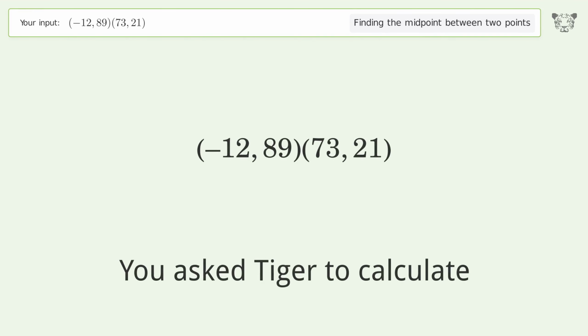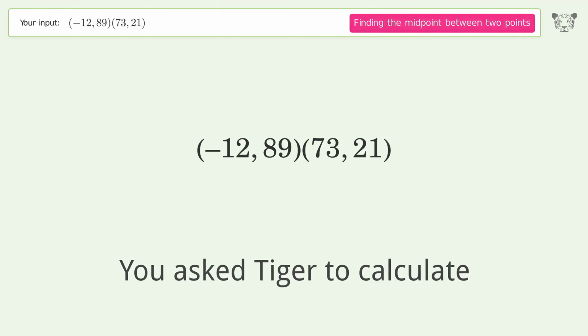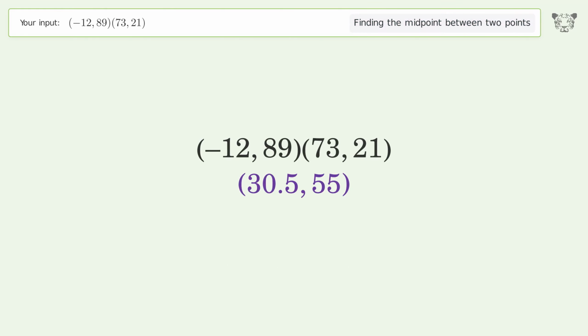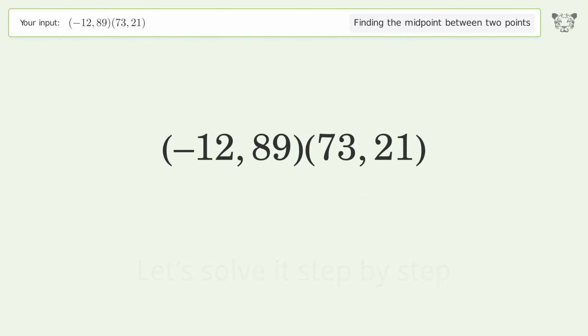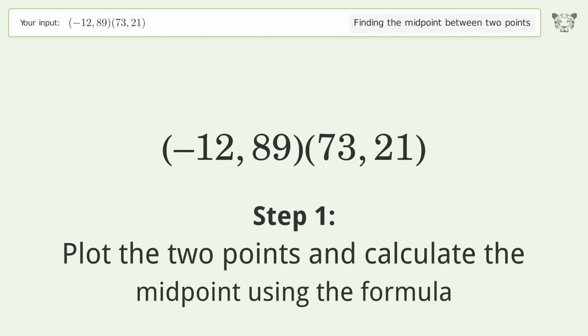You ask Tiger to calculate. This deals with finding the midpoint between 2 points. The midpoint between the 2 points is 30.5, 55. Let's solve it step by step. Plot the 2 points and calculate the midpoint using the formula.